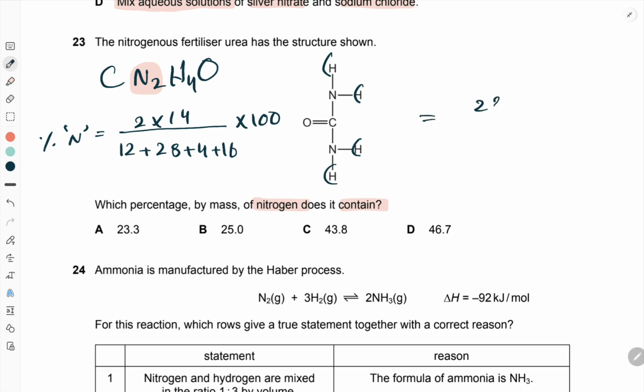So it would be 28 over 28 plus 12 plus 4 plus 16, 28 over 60 times 100. So the correct answer, therefore, the percentage is 46.66%. So the nearest answer, to round it off, D is the correct answer.